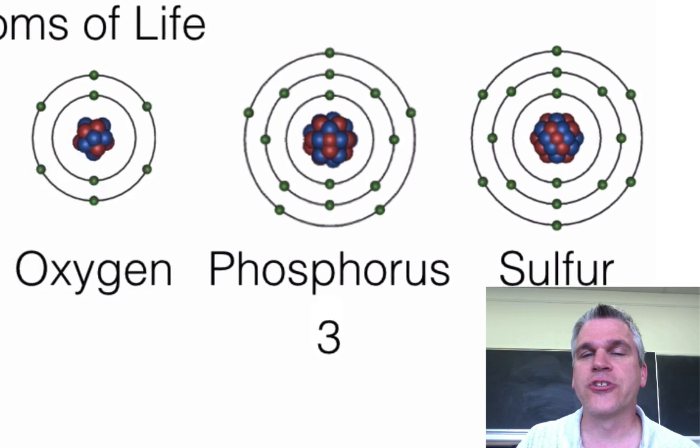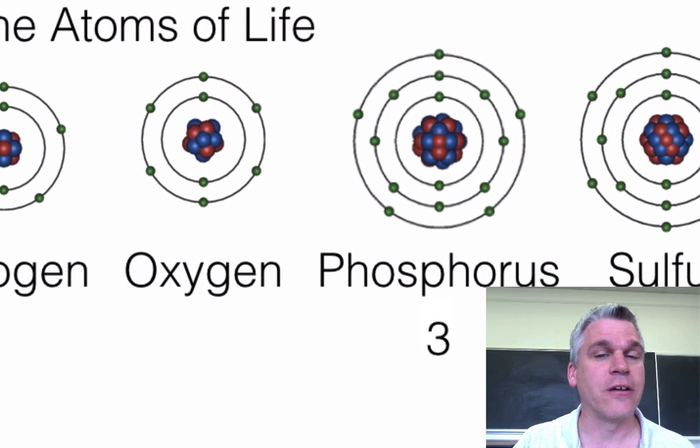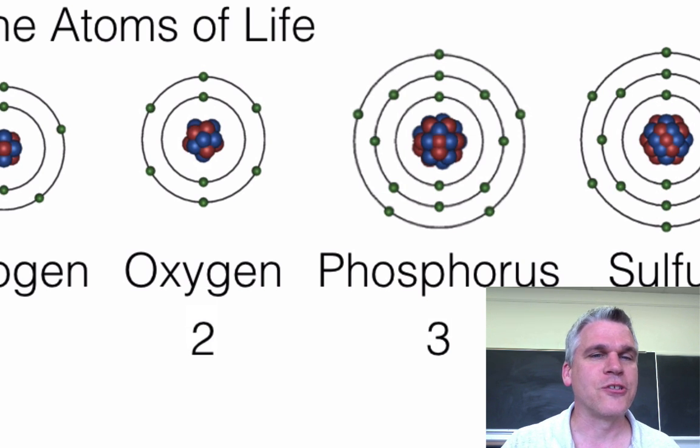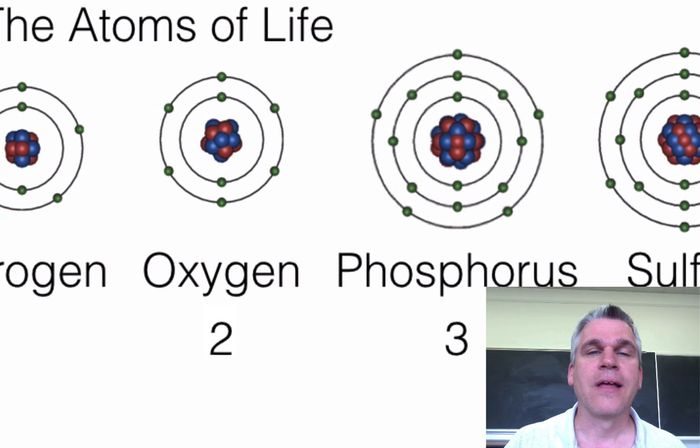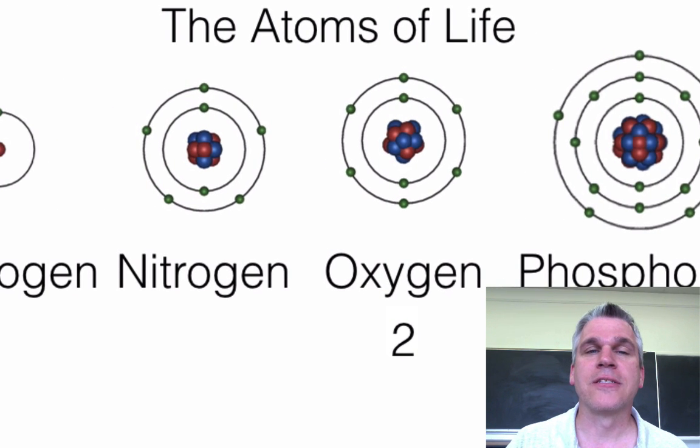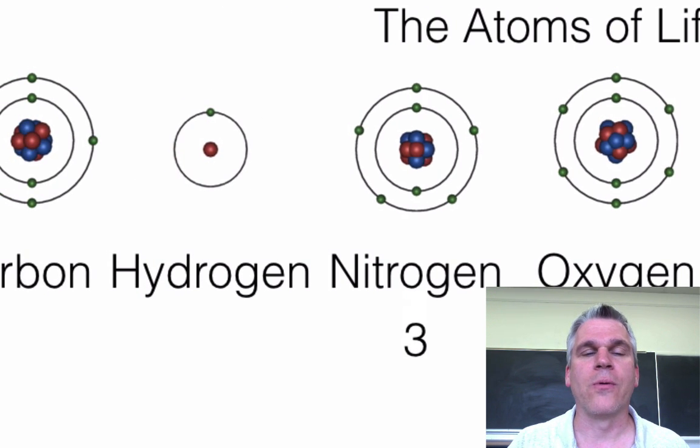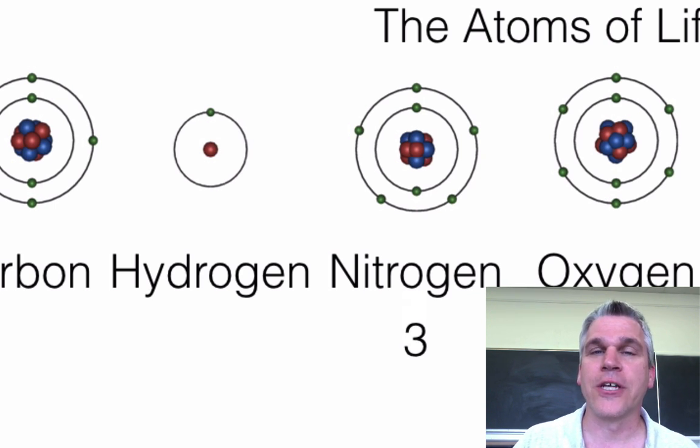What about oxygen? Oxygen has 6 on its outer shell. How many more electrons does it need to have a complete outer shell? That's right, it's 2. Well, what about nitrogen? How many outer shell electrons does nitrogen have? Yeah, it has 5, right? So it needs 3 more. Oh, here's a trick one though. Hydrogen, it only has 1 outer shell electron. How many more electrons does it need to have a complete outer shell?